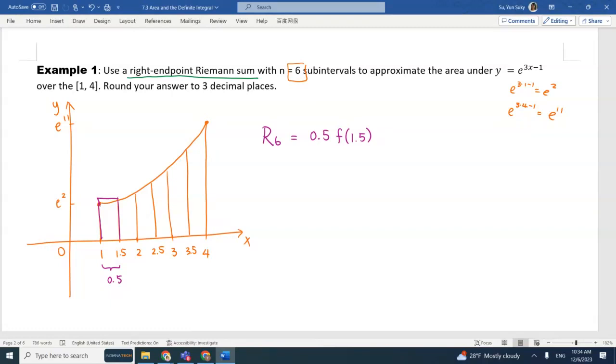The second rectangle, what's the width? Actually, all the widths are 1 half, right? So, okay, 1 half is 0.5. And then the right endpoint, what is the right endpoint? f of 2. Okay, continue. The third rectangle, the width is the same. What's the right endpoint?